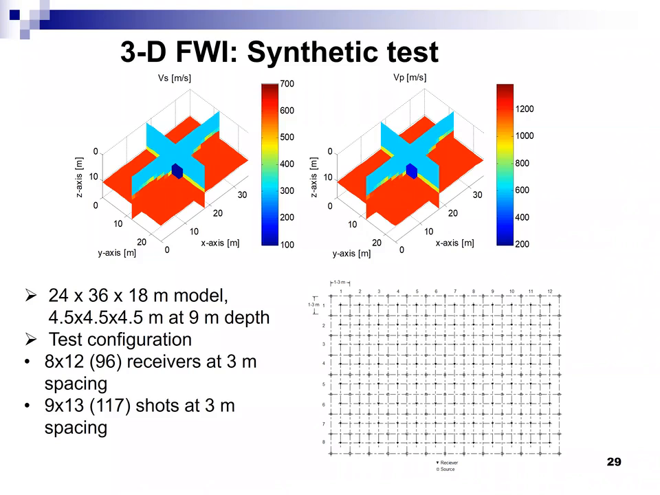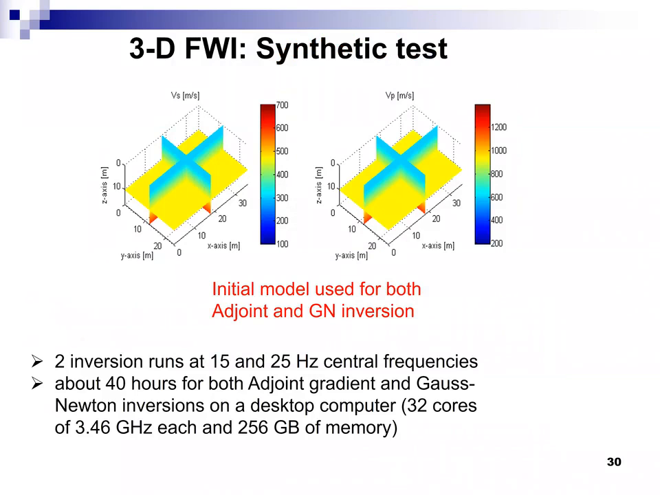We use 96 receivers, 8 by 12, put into a 2D grid like this. So we have a triangle here for receivers, and then for the source locations we use 9 by 13, 117 shots at 3 meter spacing on the ground surface. So the tested area here is 24 by 36 meters on the ground surface. And we begin with a simple initial model again, increasing with depth. We use the same initial model for both adjoint and Gauss-Newton inversion. We did 2 inversion runs at 15 and 25 Hertz central frequency.